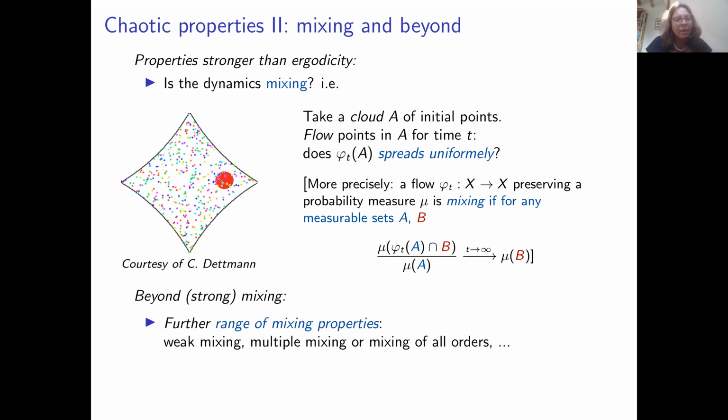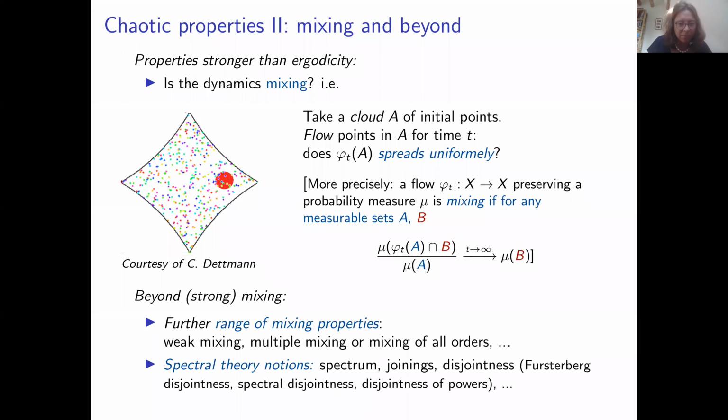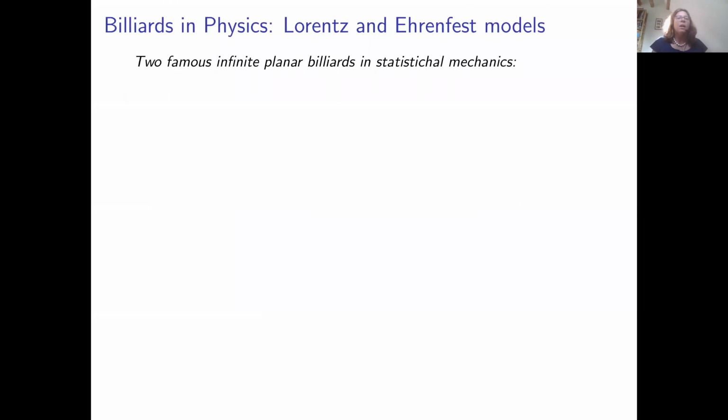And mixing is an important property that I will focus on, but there are a lot of variations on the mixing property: weak mixing, multiple mixing, mixing of all orders. I don't want to enter into that, but I might mention it later. And again, we'll come back to the spectral notions at the end. Let me skip it now.